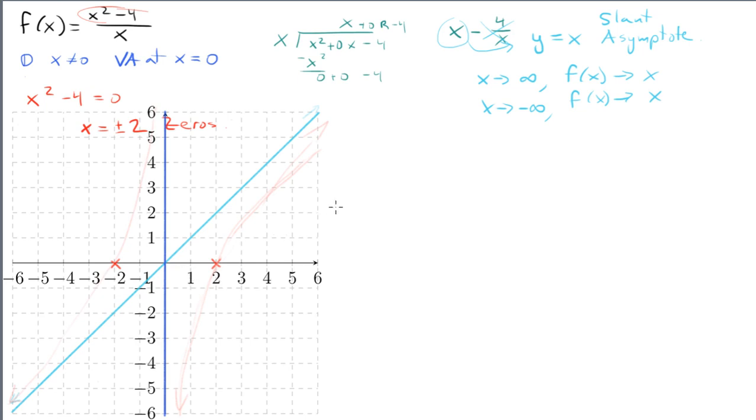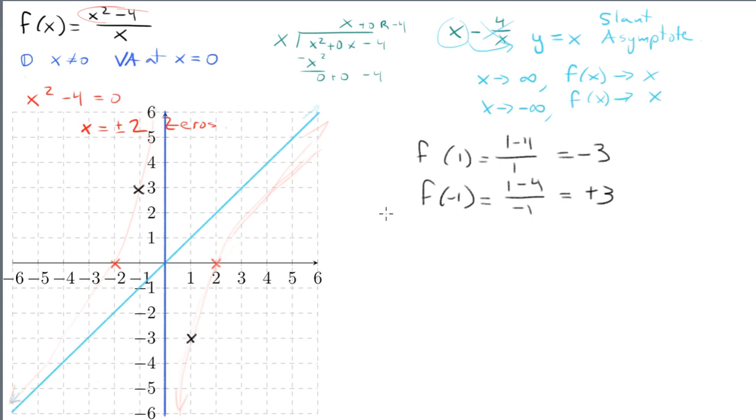I could confirm my feelings by finding f of 1, which is equal to 1 minus 4 over 1, negative 3. f of negative 1 is equal to 1 minus 4 over negative 1, which would be a positive 3. So negative 1 is at 3, 1 is at negative 3.